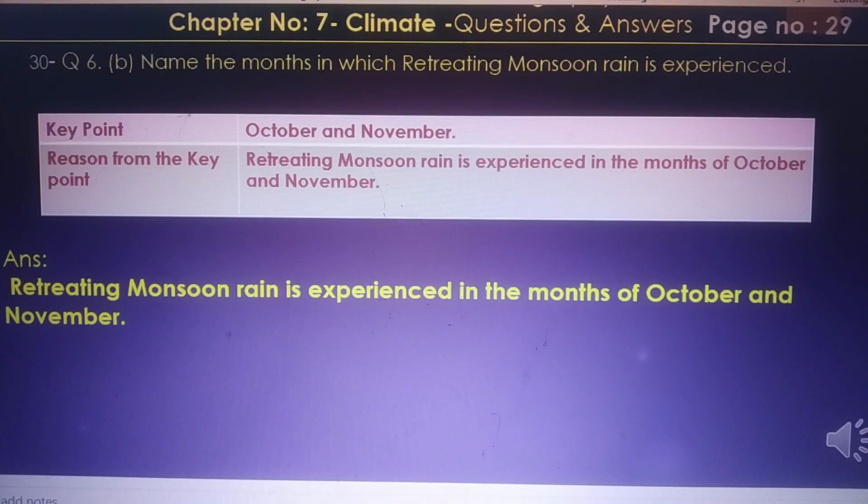Question number 30. Name the months in which retreating monsoon rain is experienced. Key point: October and November. Reason from the key point: retreating monsoon rain is experienced in the months of October and November.